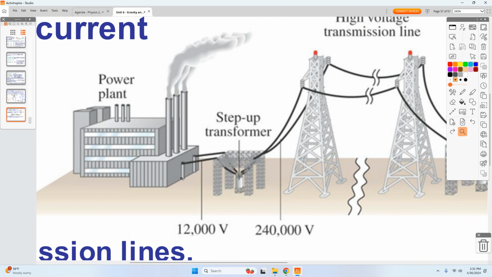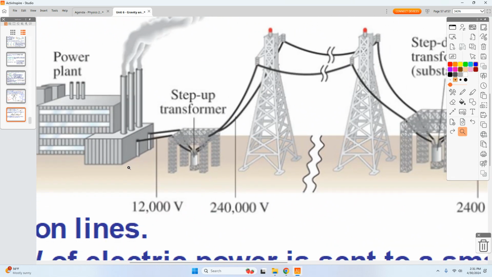Now, there is a step-up transformer on the outside of that power plant. That step-up transformer is to take the voltage that's being induced from the power plant and step it up to really high values. 240,000 volts.